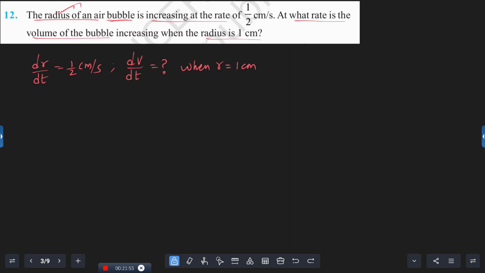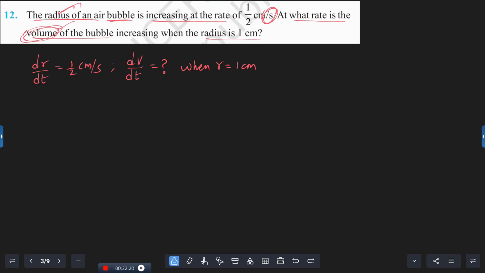Right. Next, volume of a bubble. Bubble means sphere. dV by dr. Why dr? See here what they have given. Second is given, so you should take t only. Understand? Right.